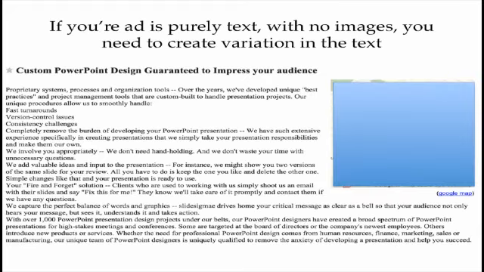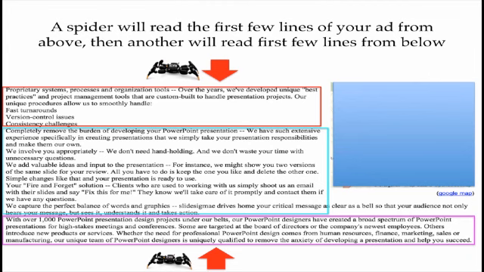So we've talked about what to do if you want to put all your information in the image. In this lesson, we're going to talk about what to do if you want to put your information in the text. If you decide to do a text-based ad, like what we have here, you need to create variation in the text. Craigslist has spiders that read over your text to see if it's duplicate content.